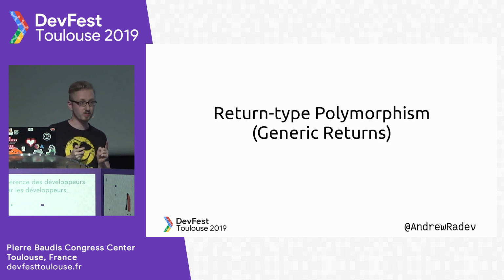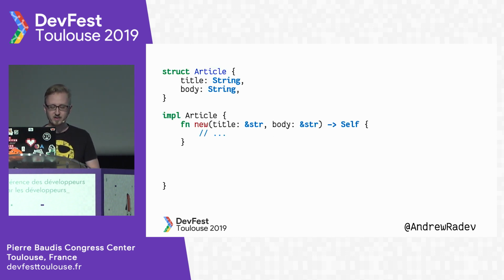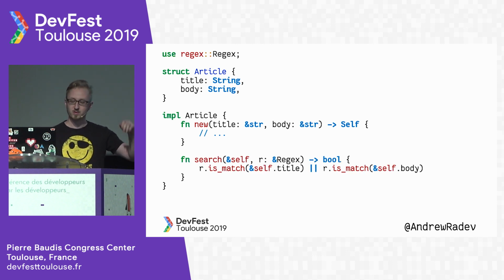I'm going to talk about return type polymorphism, which sort of feels like a mouthful. I don't know if you've heard about it. Generic returns maybe is a bit clearer as an idea. It's actually a very simple idea. You have some sort of a struct, let's say a blog post, and you want to search it for some sort of a regular expression.